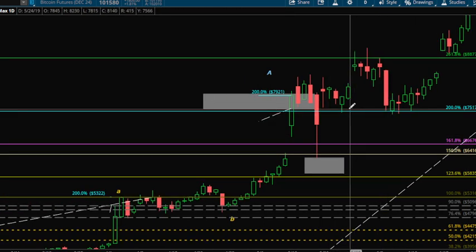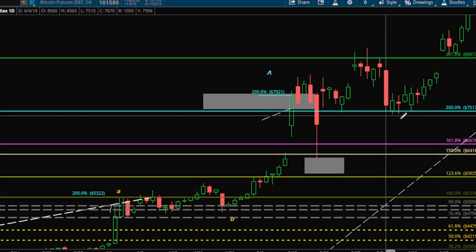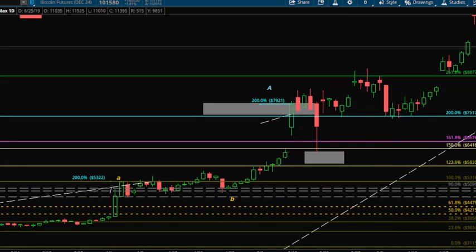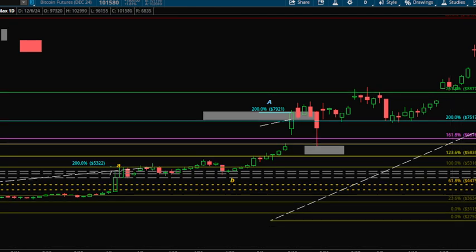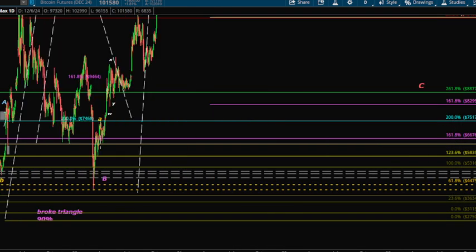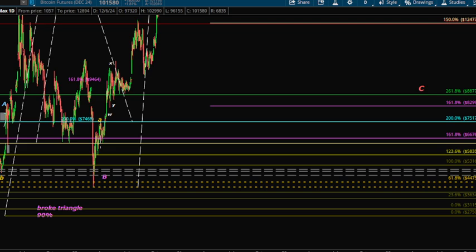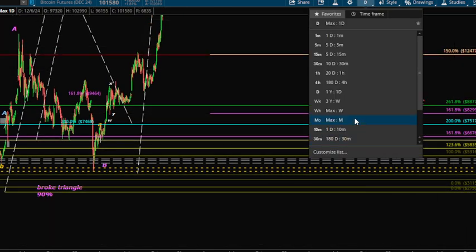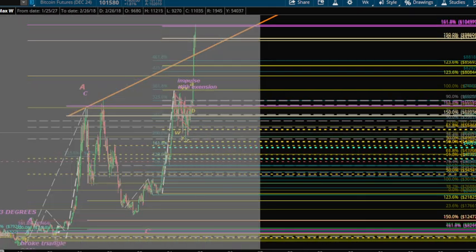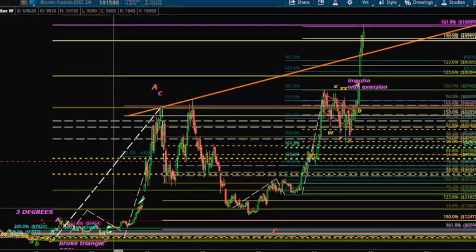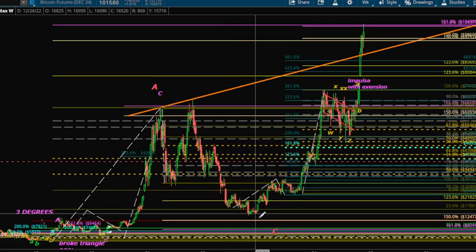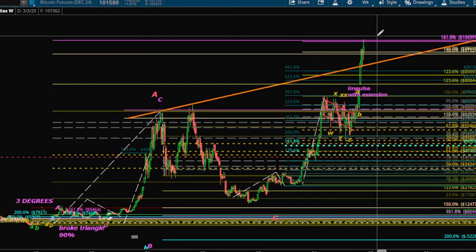On our next B wave correction, it was some kind of A, B, C, and then continued higher. Now, I'm going to speed this up a little bit. Let's put this back on the weekly. So now I've done the same type of measurements, and we've got our bigger cycle degree A here. Got a B down, looking for a C up.